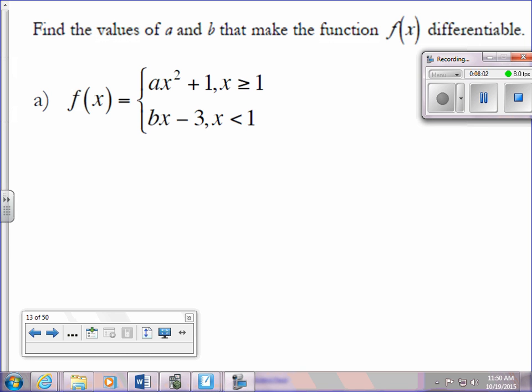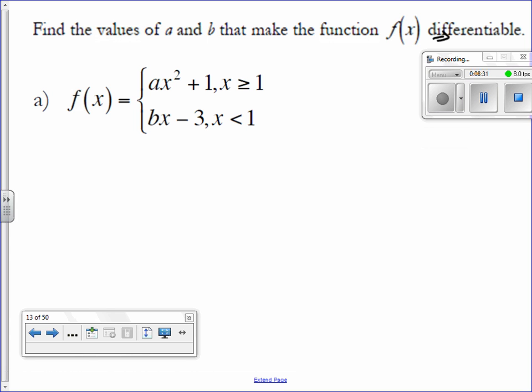so if you look at this example here, they say find the values of a and b that make the function differentiable. Now, they mean everywhere. What's the only value we have to worry about? 1. So the fact that they're saying find a and b that make the function differentiable, it is going to be differentiable. We just have to find a and b. The fact that it's differentiable, does that mean it's continuous? Yeah. That implies it's continuous.